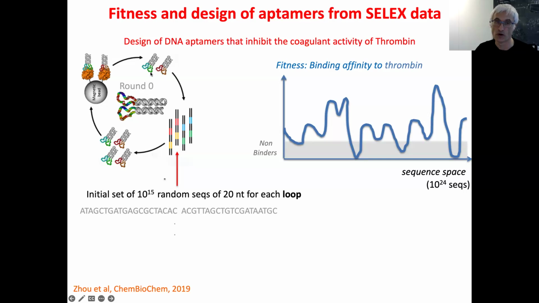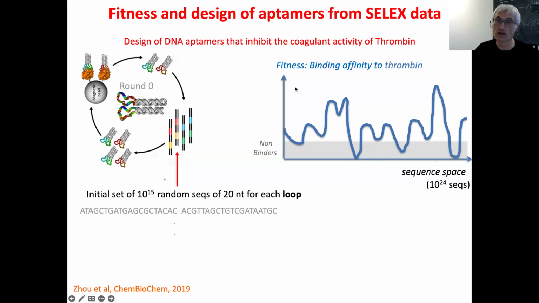So it's a very sparse sampling of the total space. Now what these people do, they take the library and try to see whether they actually bind on this target, and they just repeat this process by amplifying the good ones.